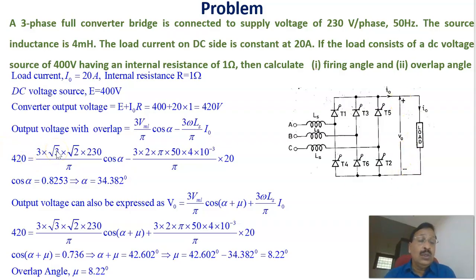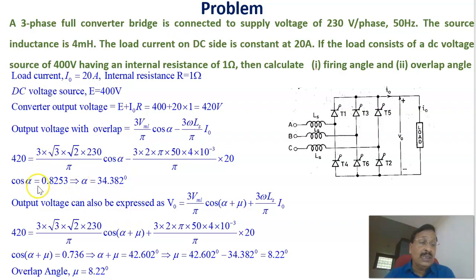3 into root 3 is in terms of line to phase voltage; that is why it is root 3. So 3 root 3 into Vm, the phase voltage maximum value, which is root 2 into the RMS phase voltage, root 2 into 230, into root 3 gives the maximum line voltage VML. Divided by pi into cos alpha minus 3 into omega, 2 pi into f equal to 50, into inductance 4 into 10 raised to minus 3, divided by pi into I naught equal to 20 amperes.